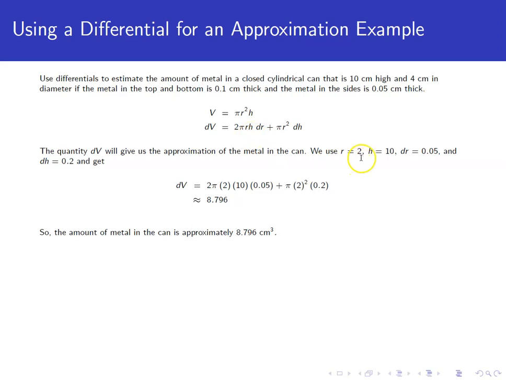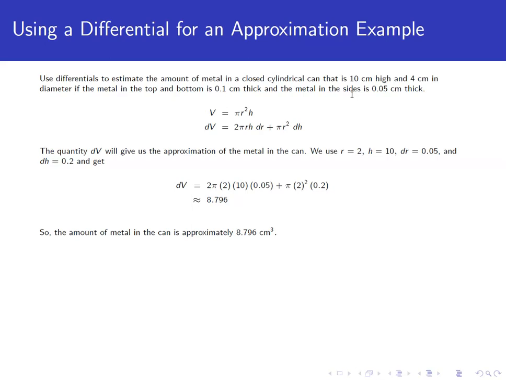All right, so the original radius is 2, since they gave us the diameter, so we'll use r equals 2. h will be 10, that was the original height. The sides are 5/100ths of a centimeter thick, but that side is going all the way around, so our dr is just 0.05. However, for dh, I've got 1/10 of a centimeter thick on top and 1/10 of a centimeter thick on bottom, so my dh is actually 0.2 by the time I add the top and bottom on there.